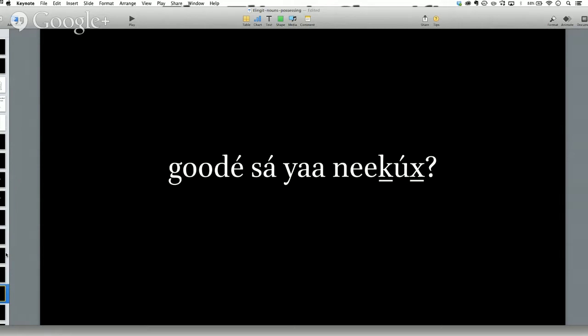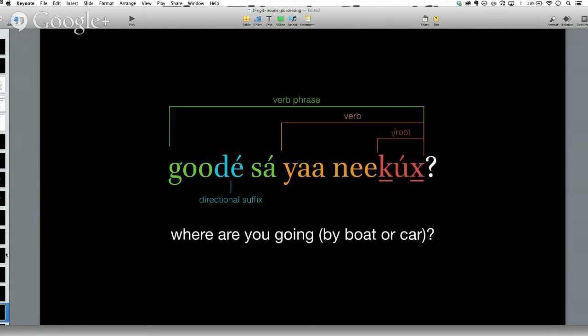So what's the verb anyway? Yani kuch. There you go. That's the verb. What's the root? Kuch. What's that mean? Yani kuch. Where are you going to? By boat or car? You might be in a boat. So again, we got a directional suffix in this one. We're starting to just get back into warm-up mode so we can really spot these things. Kuch is the root. How would I say, where am I going?